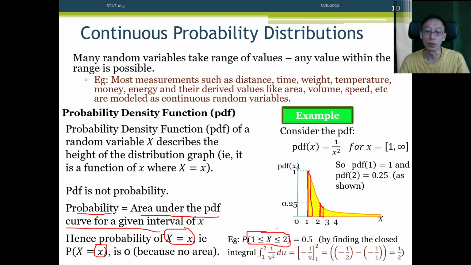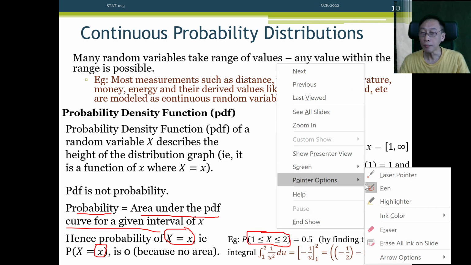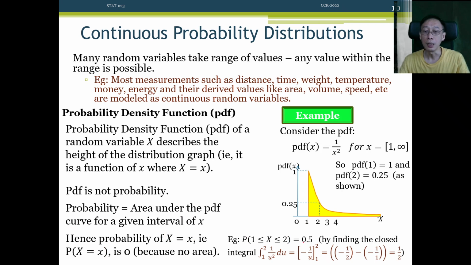Okay, so let's try to solve this question. What's the probability of x between 1 and 2 for this yellow curve distribution? And the solution is already seen here is 0.5. Why? Because we integrate it. We need to count the area. That's right.